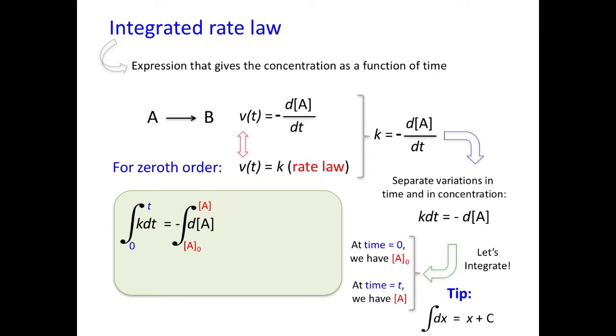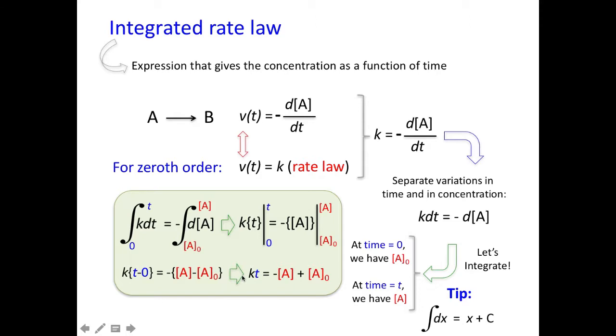Now, solving this, the integral of dt is just t. K is a constant, so it can go outside of the integral, and t changes from 0 to t. These are the limits of the integrated variable. And the integral of dA is just A, the concentration of A, changing from A0 to A. Now we apply the superior limit minus the inferior limit. So k multiplied by t minus 0 equals A minus A0. Let's show it here. And we can rearrange this expression to get kt equals this.